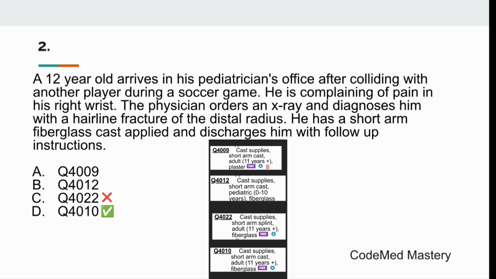and option B, Q4012. It is short arm cast fiberglass, but it is for 0 to 10 years. In the question, the patient is 12-year-old, so we cannot use Q4012. Now, option A, Q4009 will be wrong because it is for short arm cast adult plaster. But in the question, they have given fiberglass, not plaster. Therefore, we'll eliminate option A also. The right answer is option D.